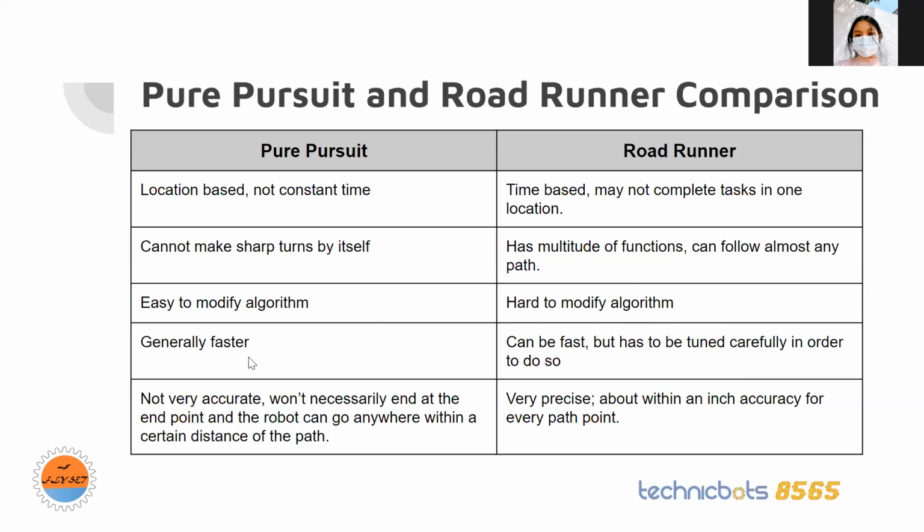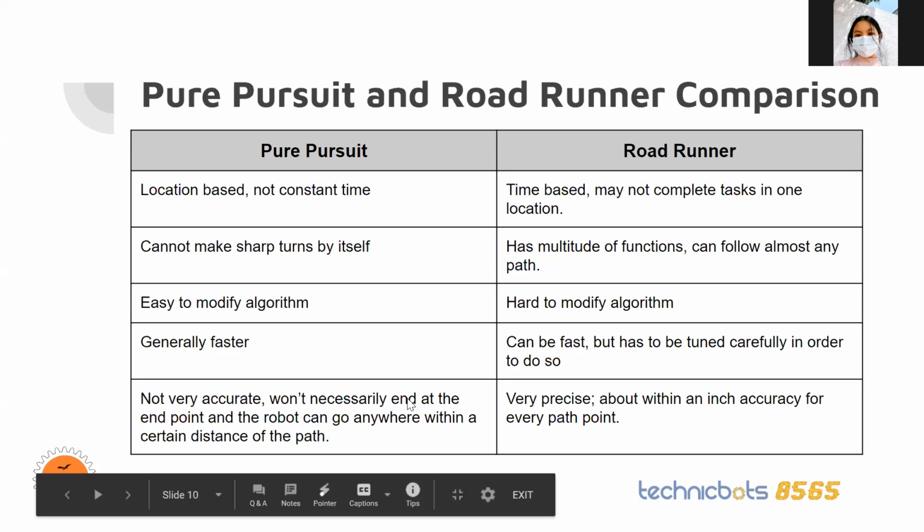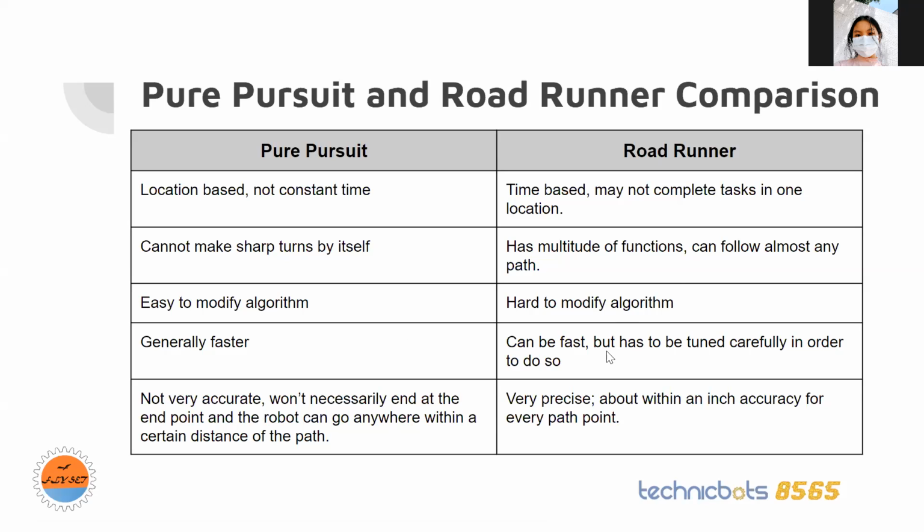Pure pursuit is generally faster because you're directly setting the motor powers to a maximum possible speed. Roadrunner can go fast, but it has to be tuned very carefully in order to do so. Pure pursuit is not very accurate. It won't necessarily end at the designated endpoint, and the robot can go anywhere within a certain radius of the path. But Roadrunner is pretty precise, within about an inch or a few inches of accuracy for every path point.